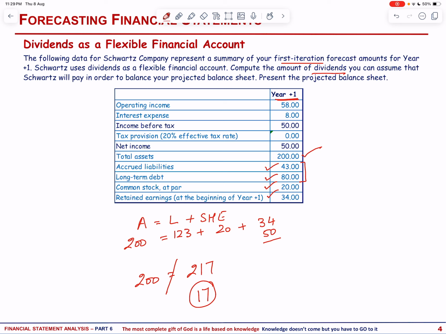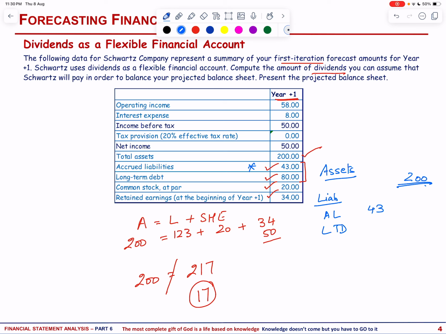Now the total assets will remain 200 definitely. We have the assets as 200, and then we have the liabilities. Under the liabilities, we have accrued liability of 43, long-term debt of 80, and common stock of 20. And now the ending retained earning, because we have to plug in that 17 of dividend, that means 74 minus 17, that is equal to 57. And now if we make the total, it is equal to 200.